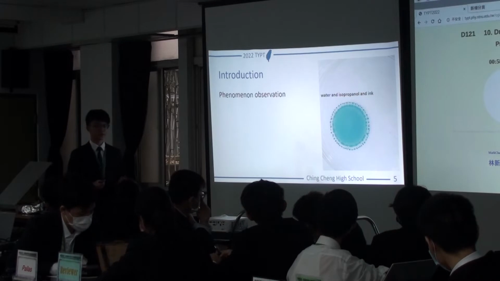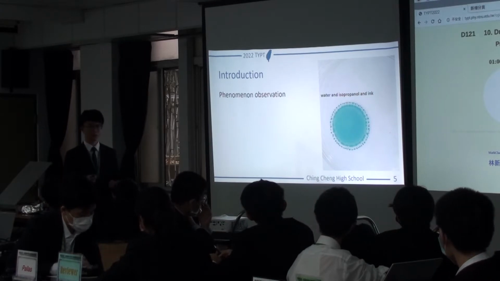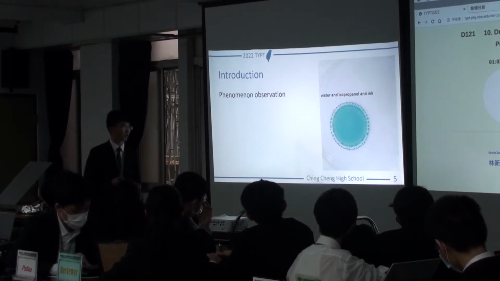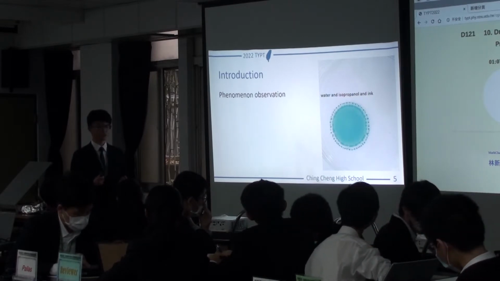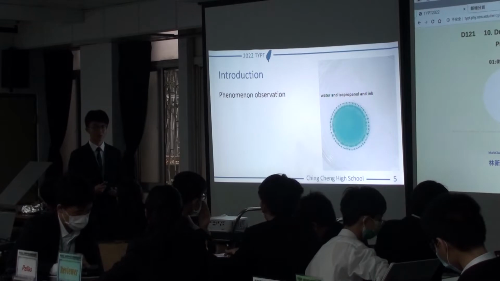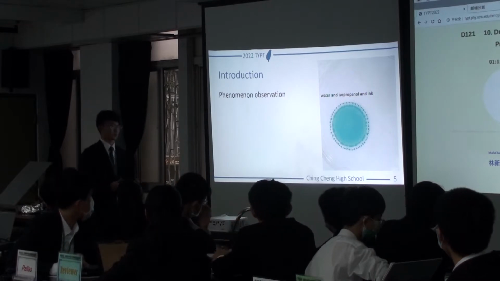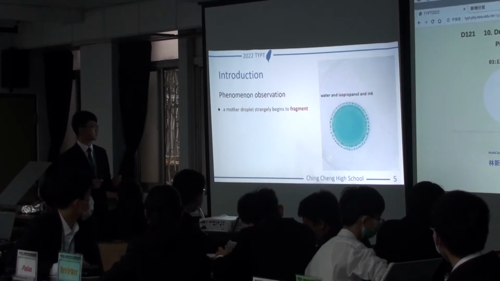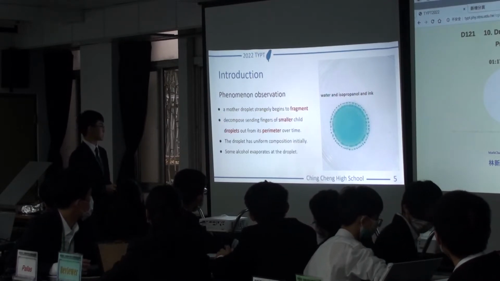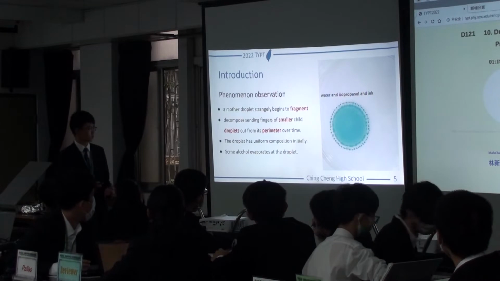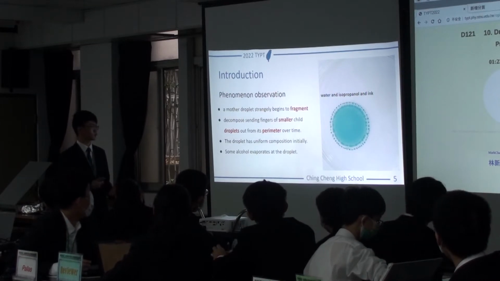A drop composed of water and isopropanol is placed on the surface of oil. The initial drop is composed of water and alcohol. The droplet gradually begins to fragment and decompose, centrifuging smaller droplets out from its perimeter over time.